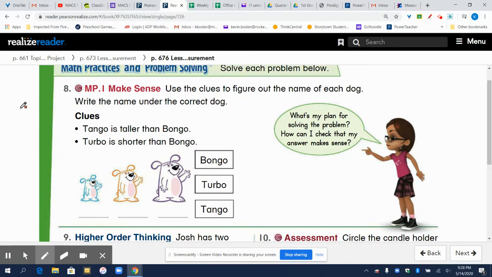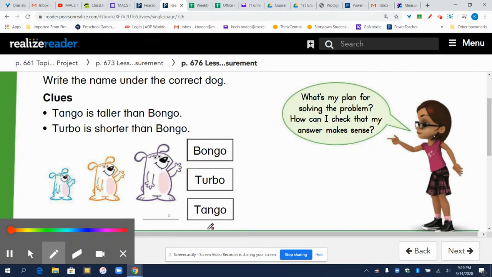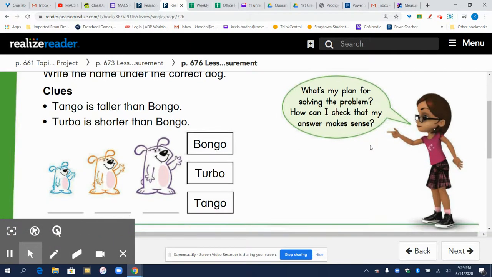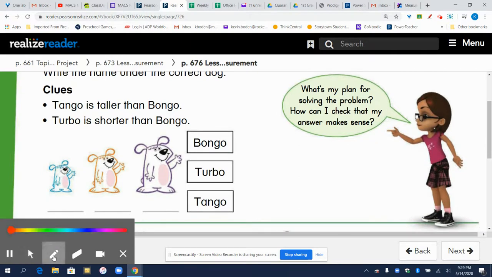So here's why it's a little bit trickier. Turbo is shorter than Bongo. But hold on. Tango is taller than Bongo. See why that's so weird? So let's get our pen ready. I'm going to zoom in a little bit so we can see a little bit more clearly. All right, sorry about that. So this is one of those questions that's going to be a little bit weird, and we might have to do some trial and error to try getting it. But let's try doing those clues.